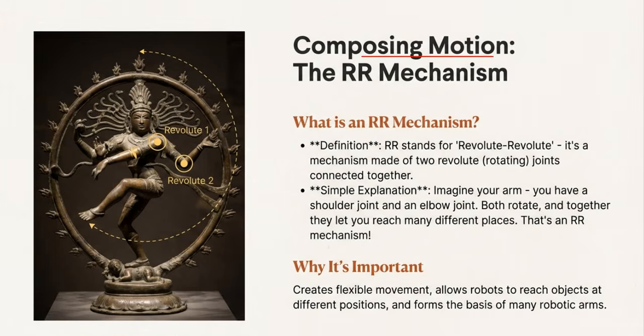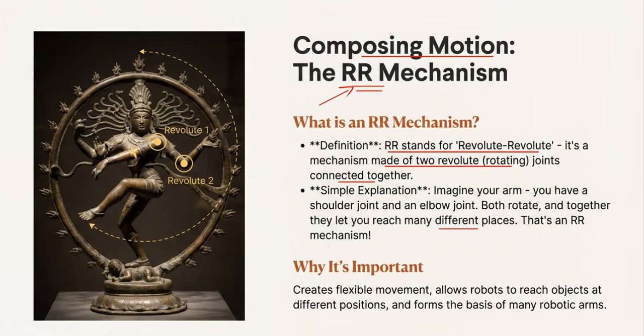We have talked about linear and rotational motion. Now we will talk about the RR mechanism. So what is it? The RR stands for revolute. It's a mechanism made of two revolute, that is rotating, joints which are connected together. They both rotate. As a simple explanation, you can think of your own arm. You have a shoulder joint and an elbow joint. Both rotate, and together a miracle happens. Yes, together they let you reach many different places. That's the magic of the RR mechanism.